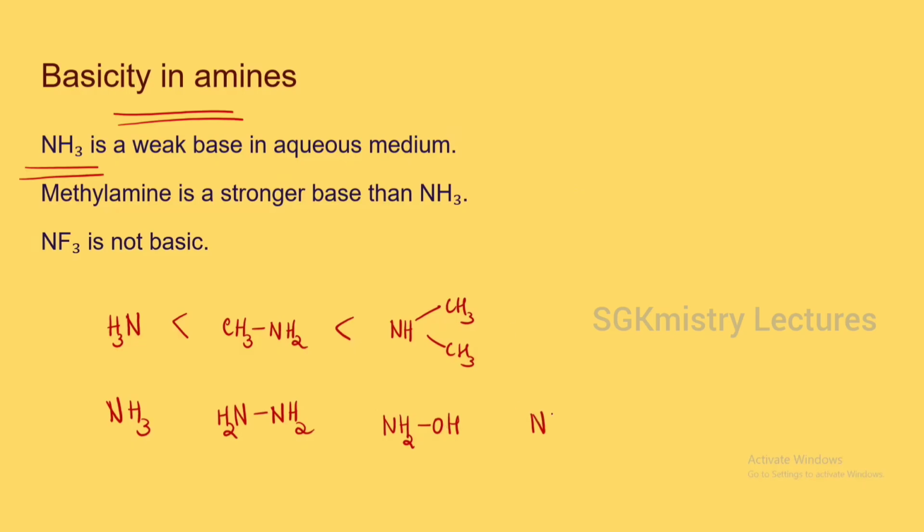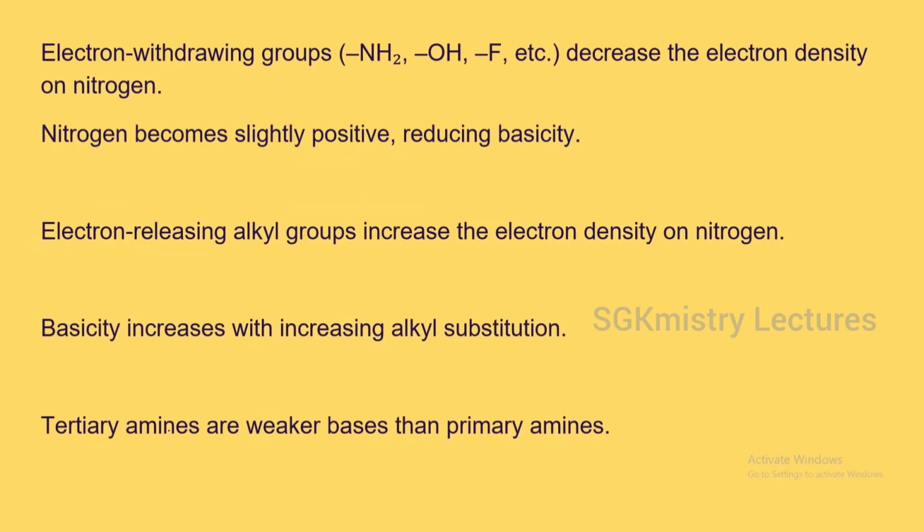Now, if all the hydrogens are replaced by fluorine, which is highly electronegative, then we have the basic strength in this order. So whenever an electron withdrawing group or an electronegative substituent is added to ammonia, what happens? The basic strength goes on decreasing, because the electron withdrawing group pulls the electrons towards itself, because of which the lone pair of electrons on nitrogen is not easily available. So because of that, the basicity decreases in such molecules where the substituents have electronegative atoms.